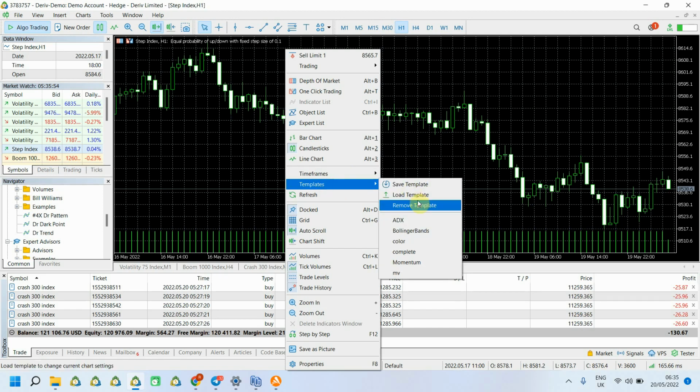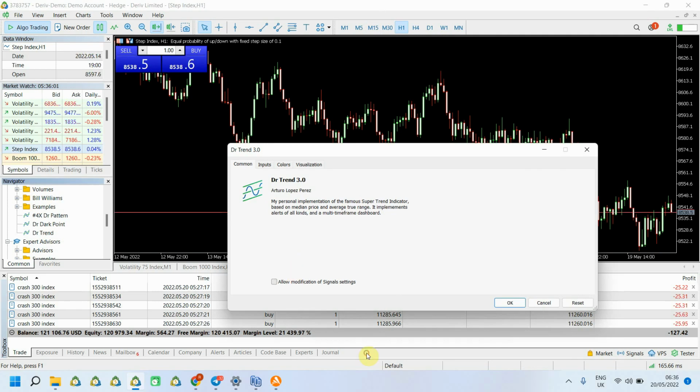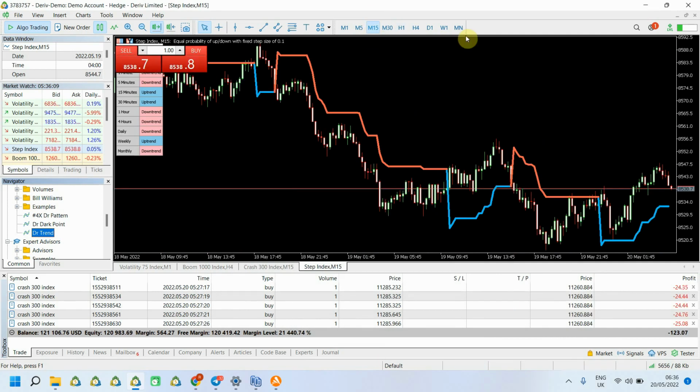So let's change the color. Okay, we've changed the color. This is the 1 hour, so let's put it there. Apply, allow modification of signal settings. Now it's loading, and let's see when it puts it on. Okay, so we have it on.